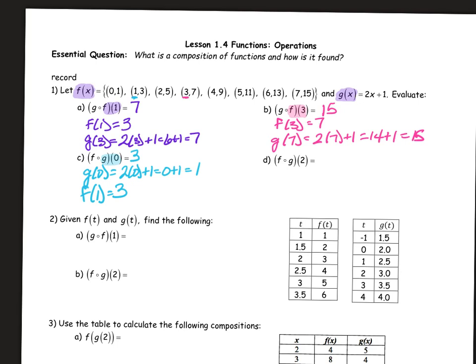Okay, so last one, part D, says find g of 2. So g of 2 equals 2 times 2 plus 1, which is 4 plus 1, or 5. Then I want to find f of 5. So I find my ordered pair that has 5 as an x value, which gives me 11 for my y value. So my answer is 11.